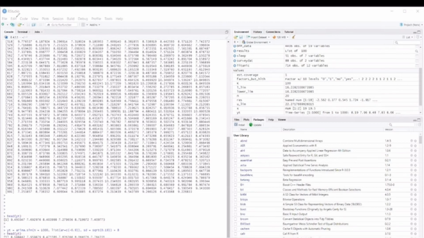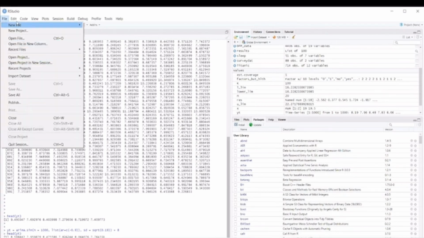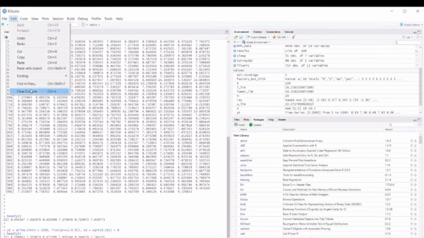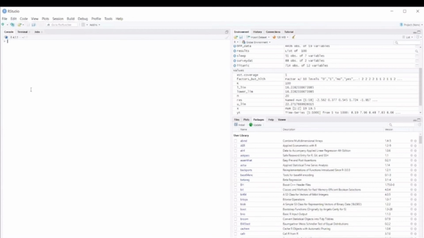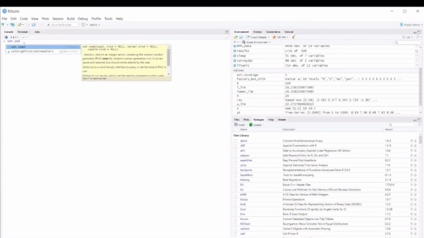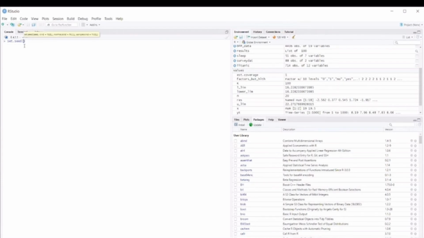Let me clean my whiteboard now because I have a lot on it. What I'm going to do is write set.seed, but we have to set the same seed. So set.seed, maybe I put 2. We have to make sure we put the same number if we want to have the same data.